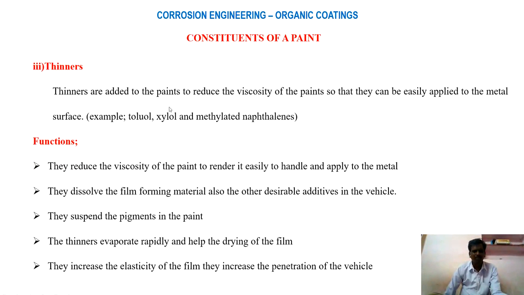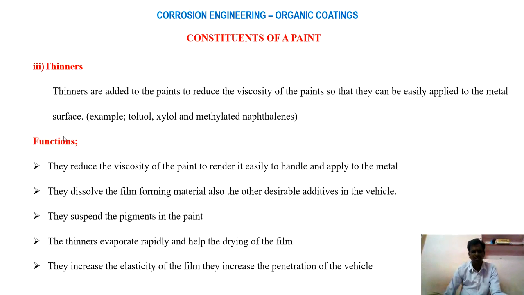Thinners are added to the paint to reduce the viscosity, because the viscosity of the paint should be reduced. If the viscosity of the paint is high, it may dry easily, and we cannot do the coating properly. We have to coat the paint on the surface of the metal, so for some time it should remain in fluid form. It should not dry. To reduce the speed of drying, we use thinners. These thinners reduce the viscosity of the paints, and they give some time to the paint to dry. Mostly we use toluene, xylene, and methylated naphthalenes as thinners.